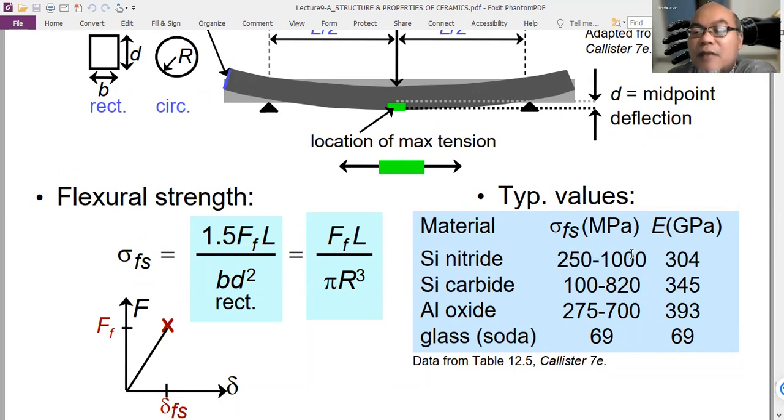So here we see the typical values of several materials. Silicon nitride has the highest flexural strength, 250 up to 1000 megapascal, and also a relatively quite high Young's modulus, 304 gigapascal. If we compare this with metal, their Young's modulus range is usually lower. Silicon carbide is quite high, but not the highest. Aluminum oxide has the highest Young's modulus, and the flexural strength is also quite high for silicon carbide and aluminum oxide. Glass has the weakest mechanical strength, only 69 megapascal flexural strength and 69 gigapascal.